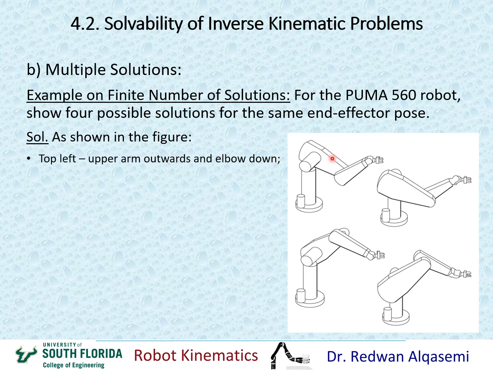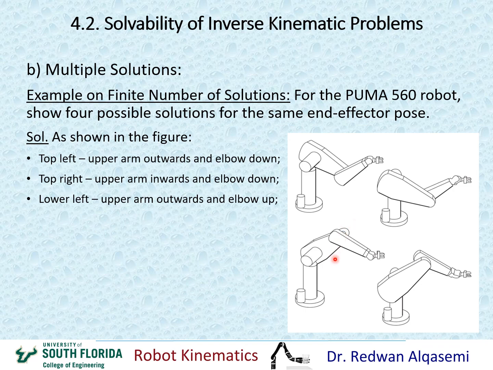The first solution, the top left, the upper arm is outwards. If you look at this joint here, the upper arm is outwards or away from me, and the elbow is down. The top right one, the upper arm is inwards, or towards me, and the elbow is still down. So that's a different solution from this one. The difference between these two is that the upper arm is outwards or inwards towards me.